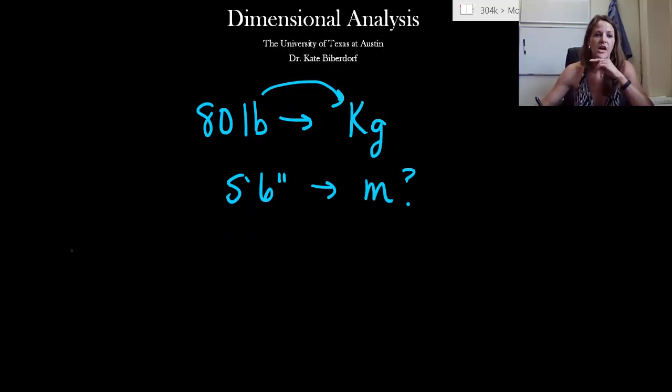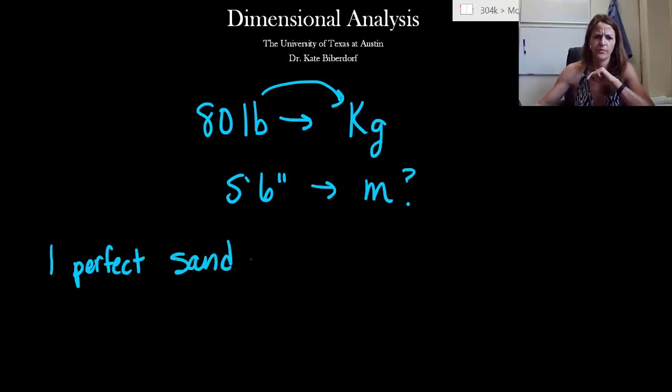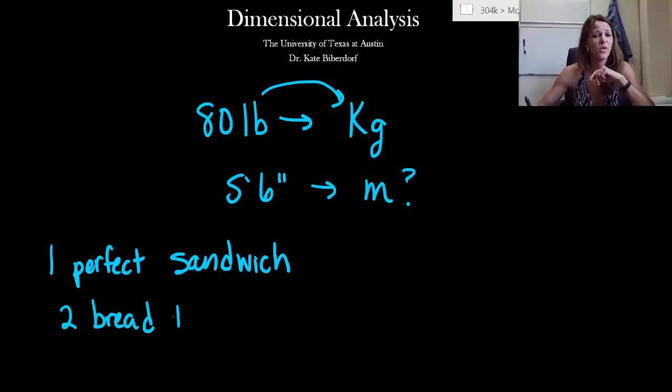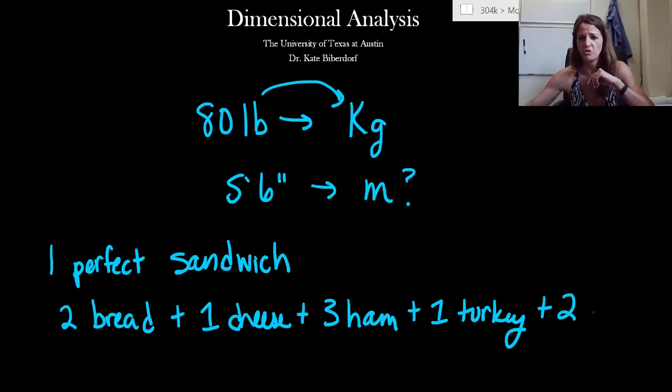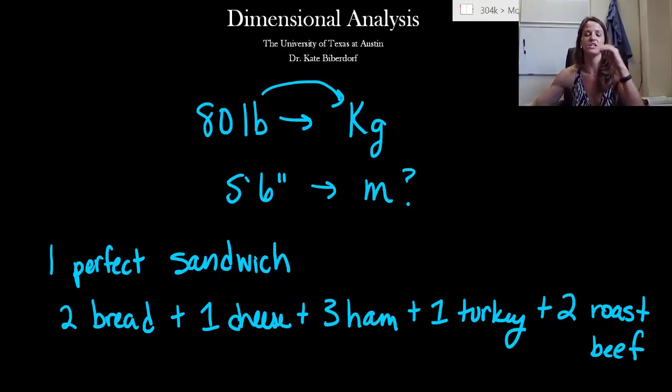And so what we're going to do right now is talk about how to make one perfect sandwich. Very important. Okay, so for me personally, a perfect sandwich has 2 pieces of bread, probably whole wheat, because I really like that. We'll say 1 piece of cheese just for this example. I love ham, so I'm going to have 3 pieces of ham. I'm okay with turkey, so we'll have 1 piece of turkey. And then, just for fun, let's put 2 pieces of roast beef on there. Sounds like a delicious sandwich, doesn't it? Okay, so this is my formula or my recipe for the perfect sandwich.